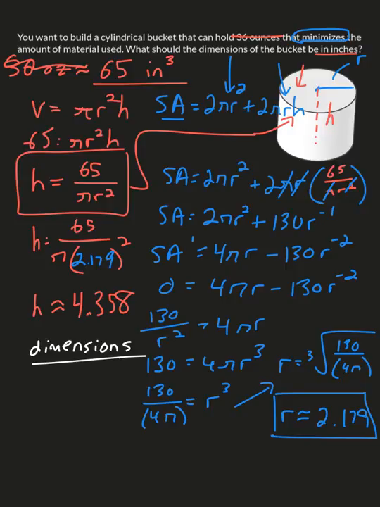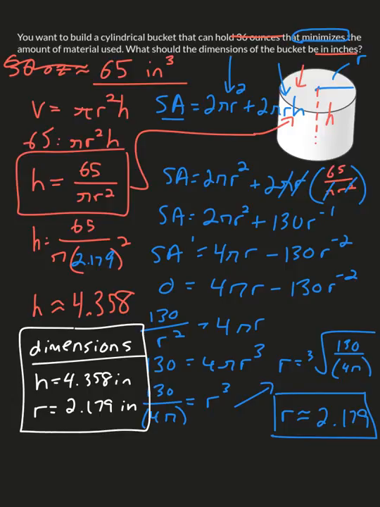And you guys will see a couple of problems today in the example problems. I think questions 4 and 6 are both very similar to this one, so certainly use this as a guide. My height is 4.358 inches, and my radius is 2.179 inches. And the question was asking for dimensions, so make sure you always answer the question that's being asked.